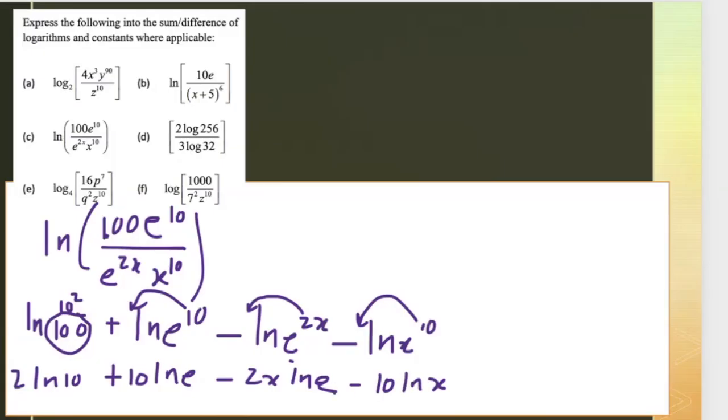Remember, we learned that ln e is 1, so this is gone. So you have 2 ln 10, or some persons would have ln 100. It depends on if you have an MCQ and what it has. Plus 10 minus 2x minus 10 ln x.